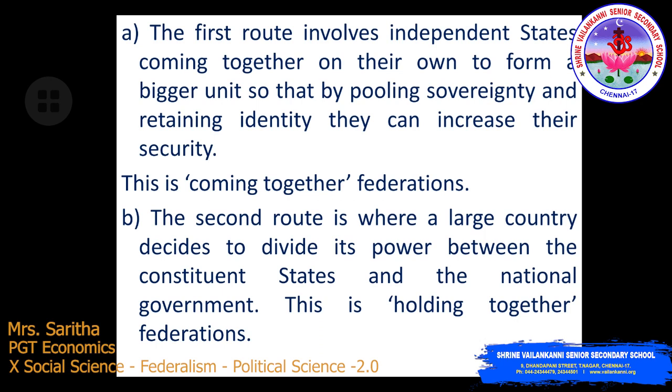We call the first route coming together. Why? The independent states come together and form a bigger unit, pooling their sovereignty while retaining their identity, which increases their security. We call it a coming together federation. The second is a holding together federation. In the second route, a large country decides to divide its power between the constituent states and the national government. That is what we call a holding together federation.